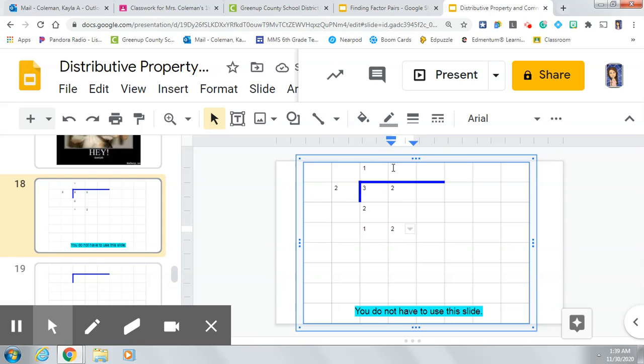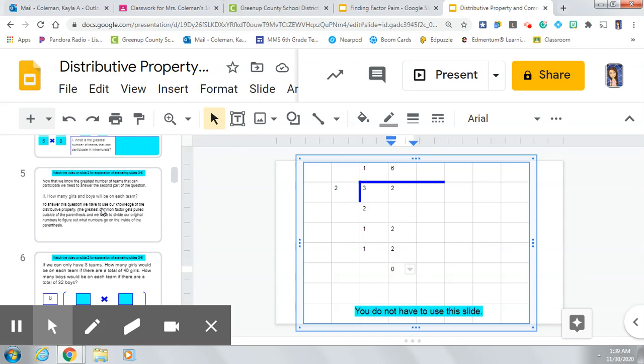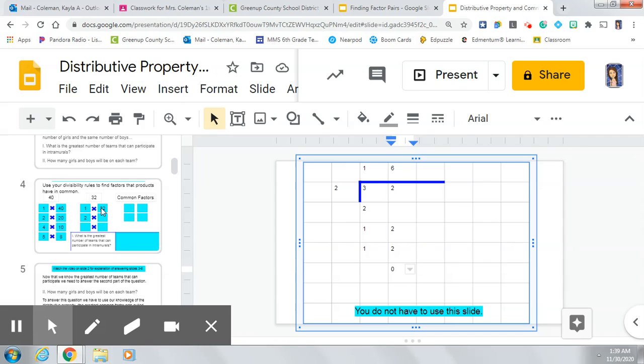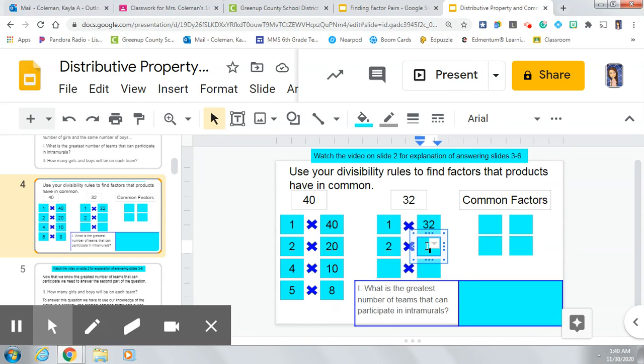2 goes into 12 6 times. 6 times 2 is 12. We subtract and we get 0. So 2 goes into 32 16 times. That means 2 times 16 is 32. So we'll go back up here and I'll do 2 times 16 as a factor pair. And then go to the next number.